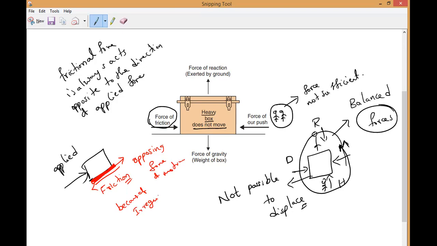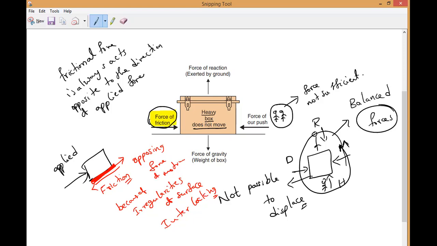Do you remember? In eighth class, I taught you. The irregularities of surfaces interlock with each other. Because of this interlocking only, a type of force is caused. What is the type of force? That is what we call frictional force. All of you should remember that. Understand? If you have forgotten, you have to study.